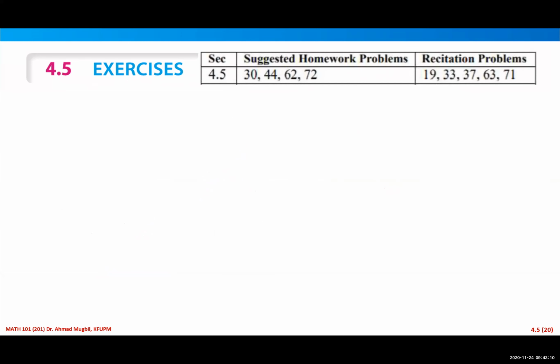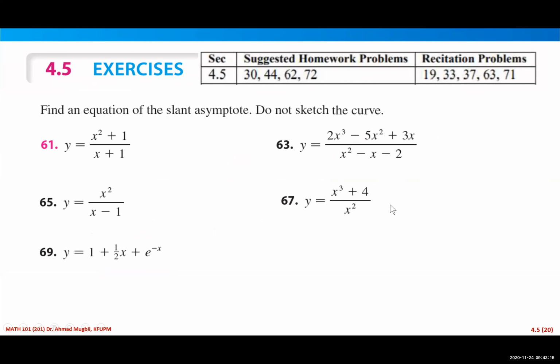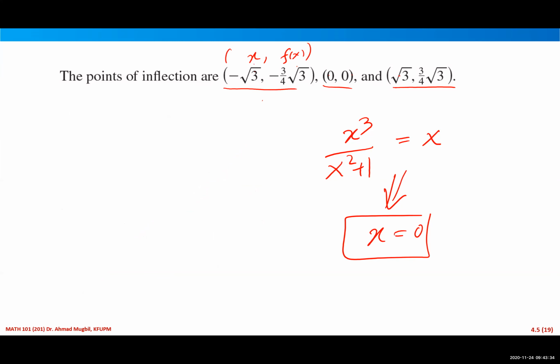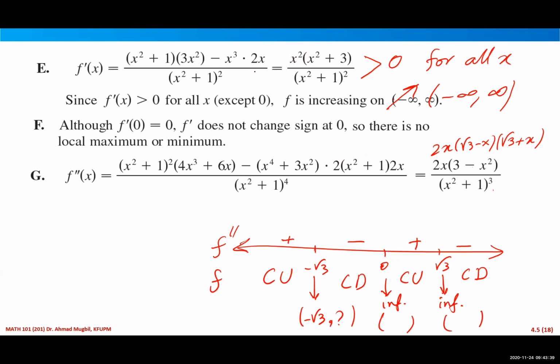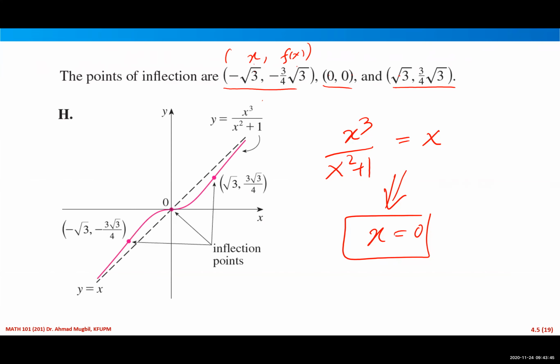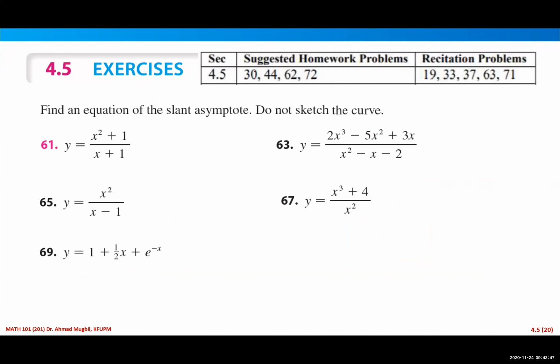Now we still have time, and yes, we need to practice. These are some exercises. When we find the inflection point, we substitute the x's in the first function, right? Yes, it's x and f of x, of course. They are on the graph. Always, shabab, we substitute when we find the critical numbers: if you want to find the maximum and minimum values, substitute the critical numbers into the function, and also when you want to find the inflection points.